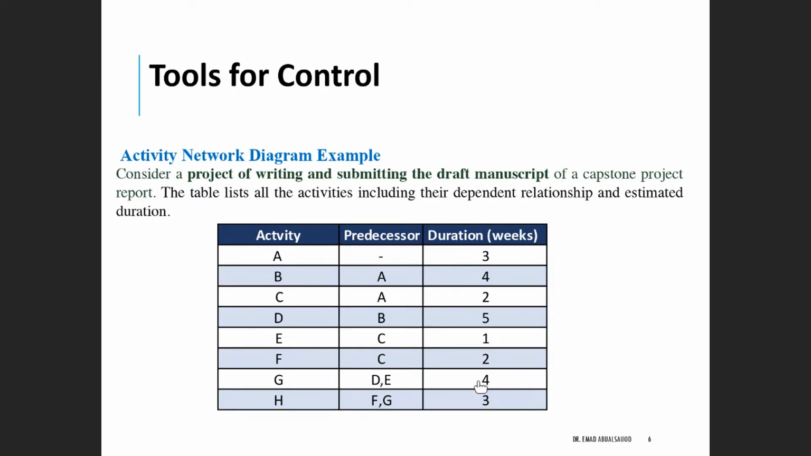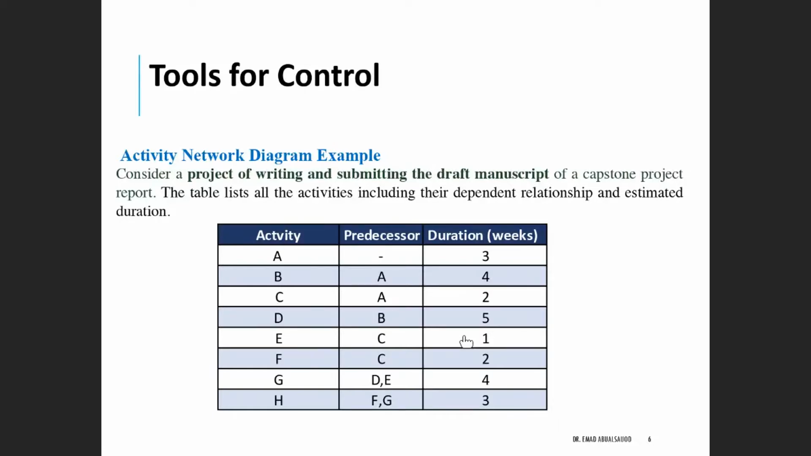And the duration of time here is for G, not for those 2, because D and E already have their own duration of time. Now, this is how the information is given, or how you establish the table from the beginning so you can proceed and draw the activity network diagram.